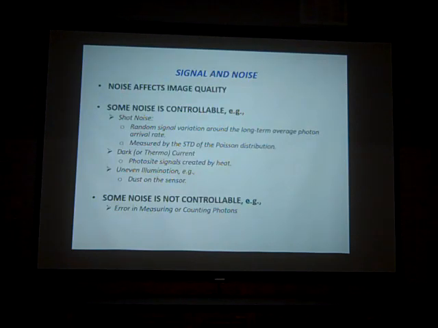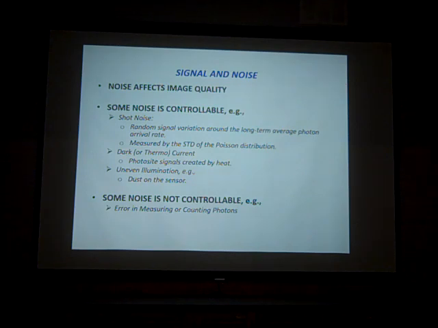Okay, now, let's talk about signal noise. Noise affects image quality. Some of that noise is controllable. And when I say controllable, I mean we can do things to perhaps minimize its impact. Examples of controllable noise would be shot noise, which again is random signal fluctuations around the true average photon arrival rate. So this would be like going back to that normal distribution.